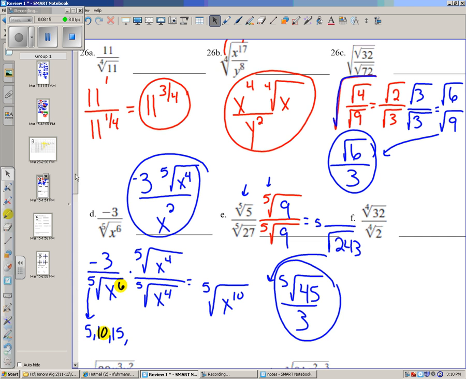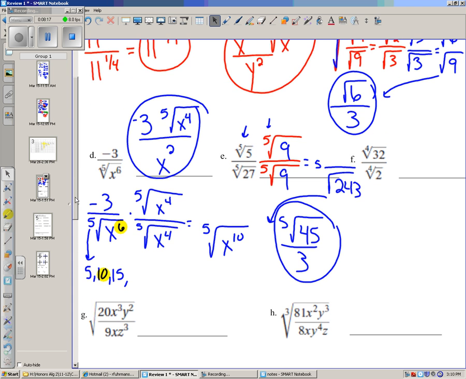All right, F. F is going to be pretty quick, and I do not have to rationalize because since they're both fourth roots, I can ignore the fourth root. Just take the 32 and divide it by 2 and get 16. And now the fourth root of 16 is 2. There's my final answer for F.